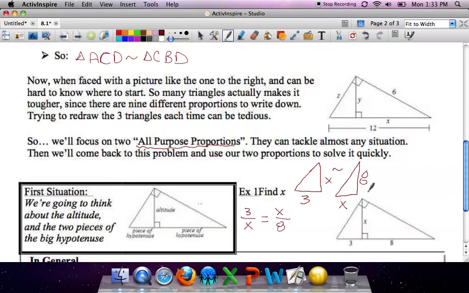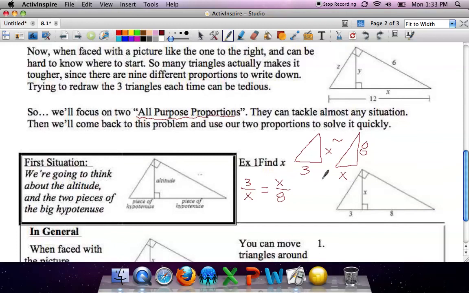If you want a little more work with this, just refer back to your geometry book and it gives you more examples of how to do this. We get x squared equals 24. X equals the square root of 24. And that can be simplified to be the square root of 4 times the square root of 6. So the answer in simplified form is 2 root 6.